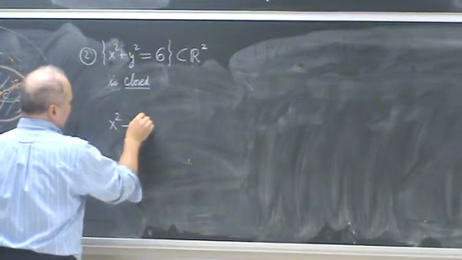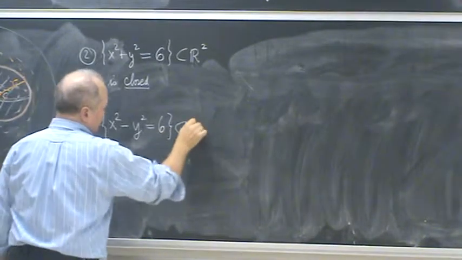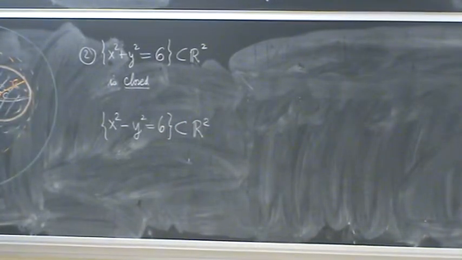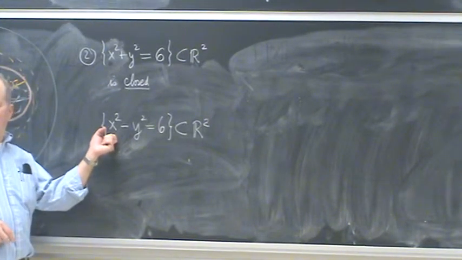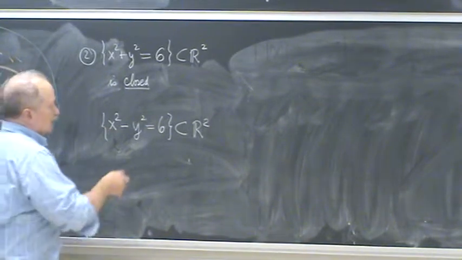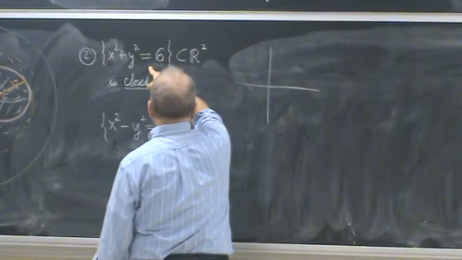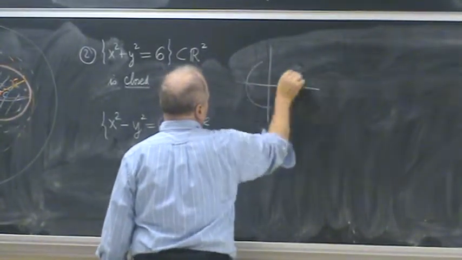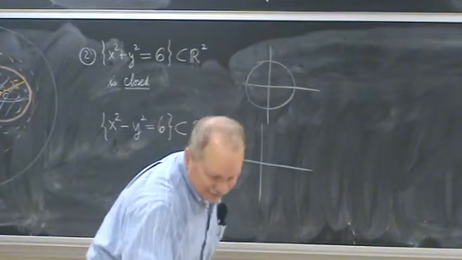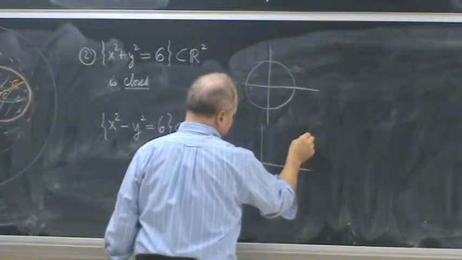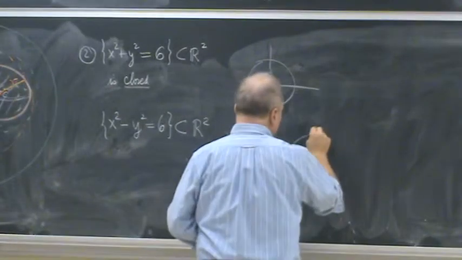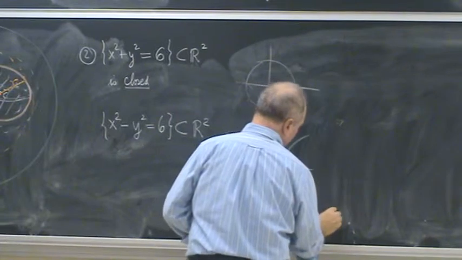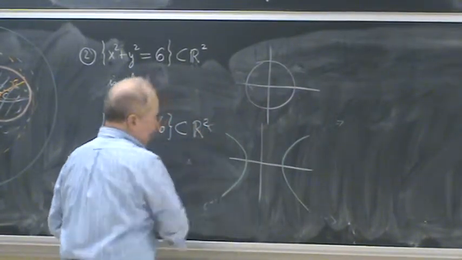What about this equation? It's not bounded. Is it closed? Yes. Why is this set closed? Let's draw some pictures, just so you remember. This is a well-known shape. It's a circle. What's this shape? Hyperbola. Probably not bounded, is that right? Definitely. But is it closed?